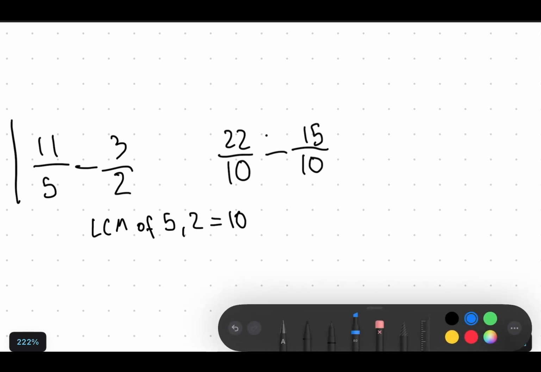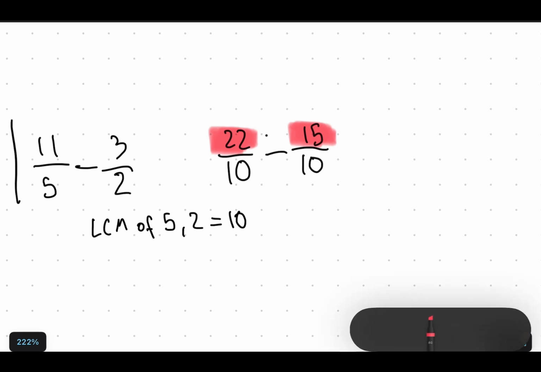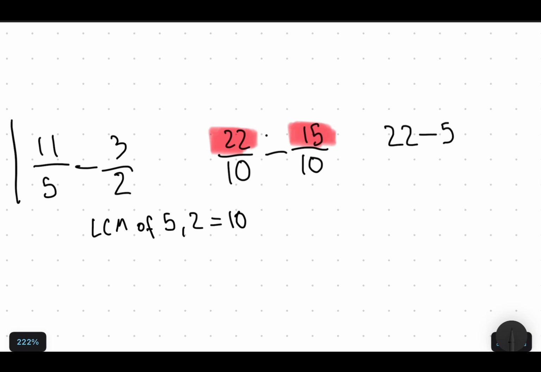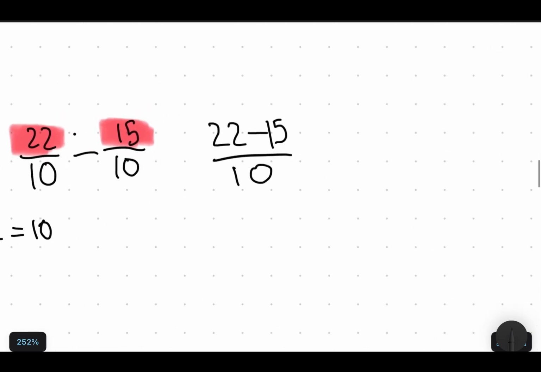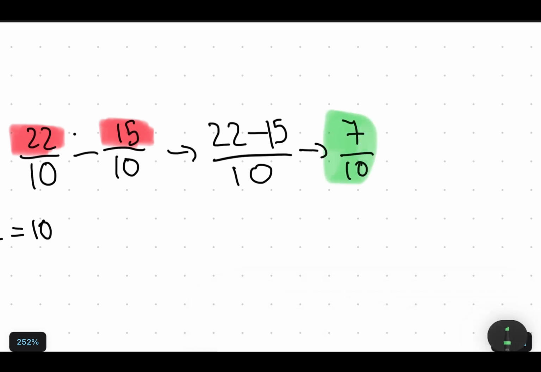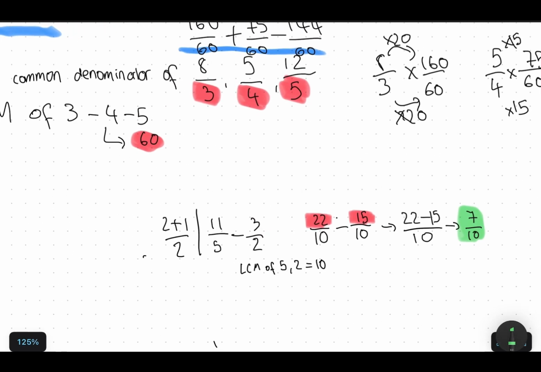And now all we have to do, it's really simple from here on out. You only have to do the top numbers. So 22 minus 15, and the denominator is going to remain 10. You don't do 10 minus 10, and that gives us 7 over 10. So 7 out of 10 is our answer.